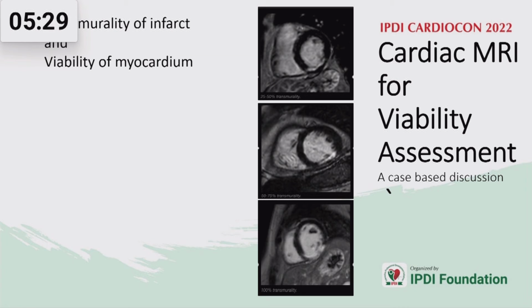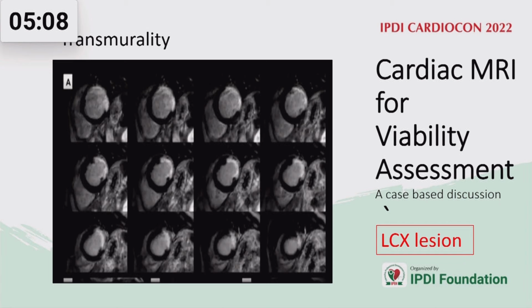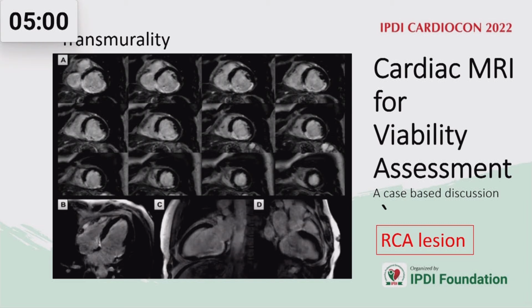Let us see how it looks in coronary artery territory. This is a transmural LAD lesion, and this is loss of viability from the mid to apical segment. We can see sparing of the basal segment, but the territory is LAD. The next one is a 100% transmural infarct in the LCX territory. And this is an RCA territory.